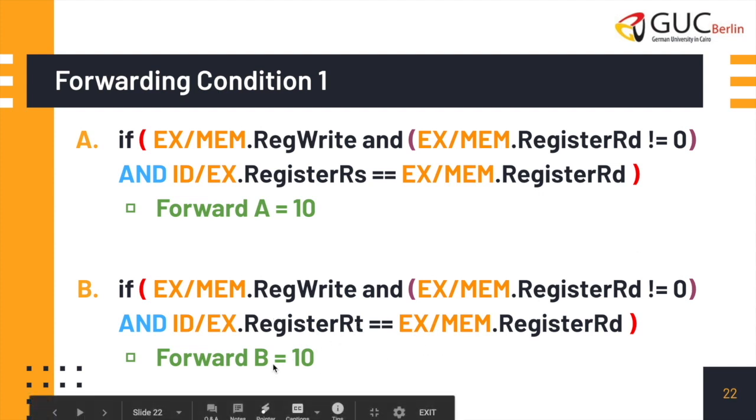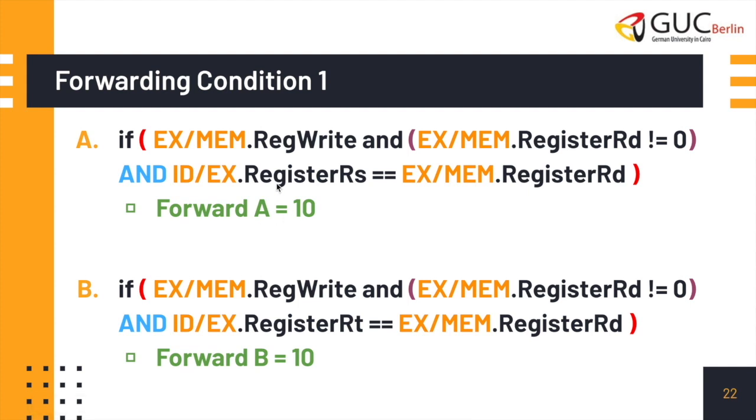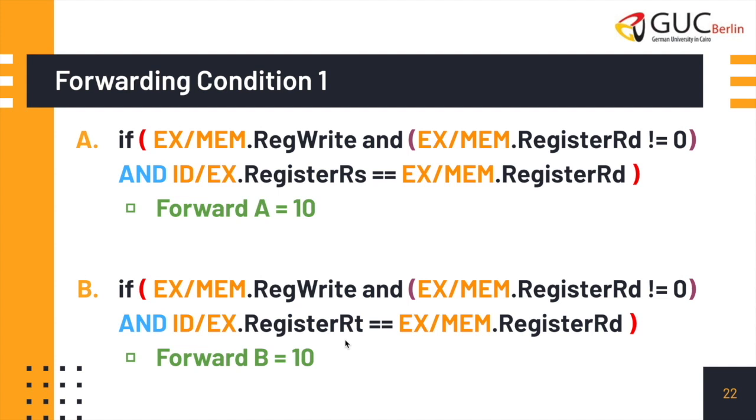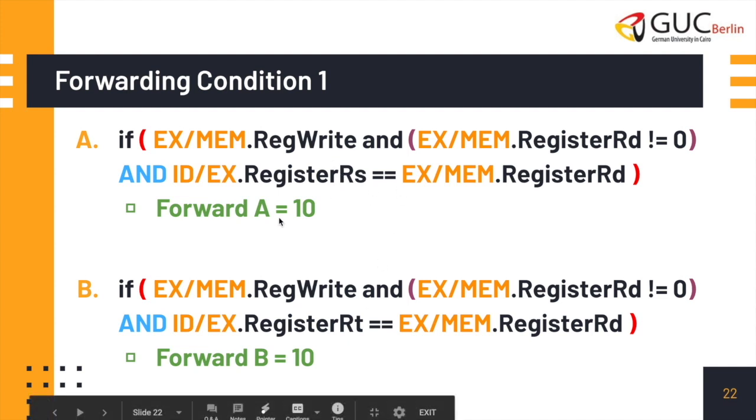So in condition 1b, finally, I will use forward B equal to 1, 0, because forward A is concerned with register RS, the first operand, while forward B is concerned with register RT, the second operand. So if I have a problem with RS, I'm going to select using forward A. If I'm having a problem with RT, I'm going to select with forward B. So here the forwarding conditions are straightforward.